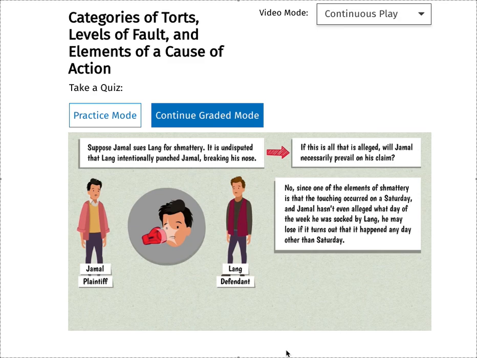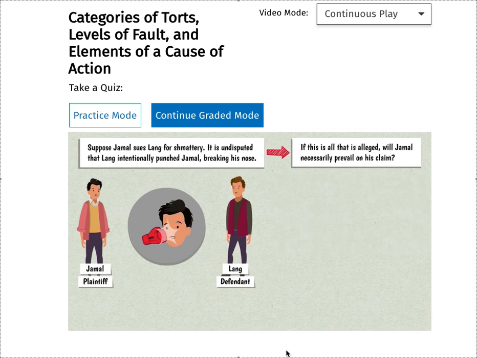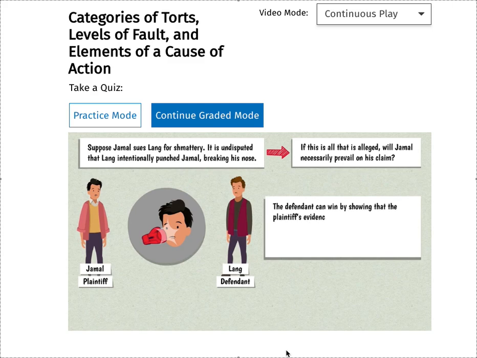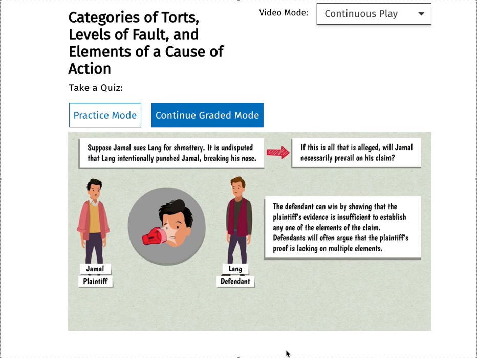This is a silly example, of course. The point is that it is the plaintiff's burden to prove all of the elements of the claim being asserted. Conversely, the defendant can win by showing that the plaintiff's evidence is insufficient to establish any of the elements of the claim. Of course, defendants will often try to argue that the plaintiff's proof is lacking on multiple elements.